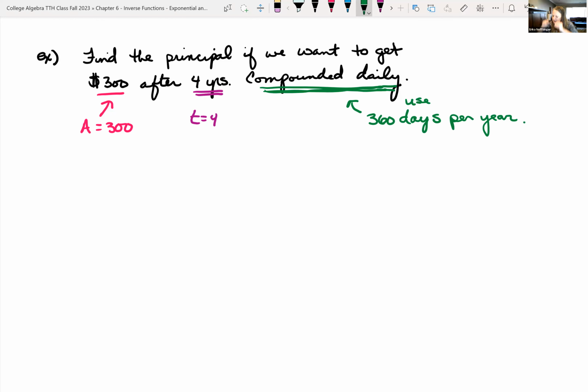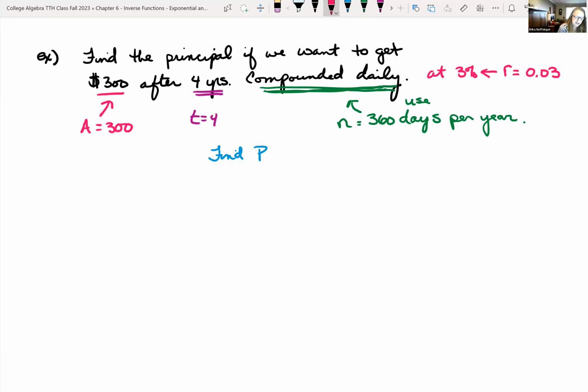And I must have missed out how much it was: 3% compounded daily. This is at 3%. So I know my R value is 0.03. The number of times it's compounded is 360. And I'm trying to find how much I need to invest, so I need to find P.